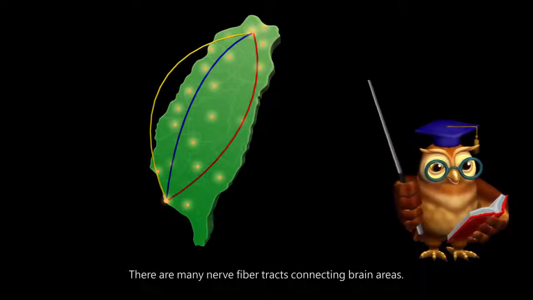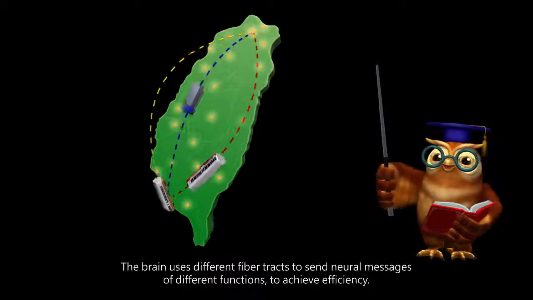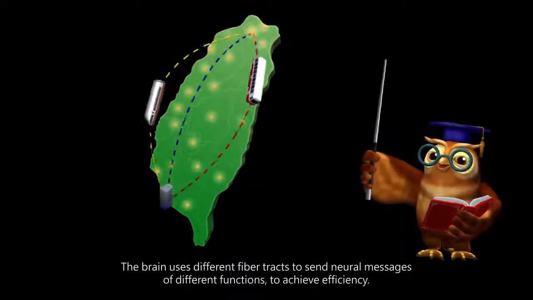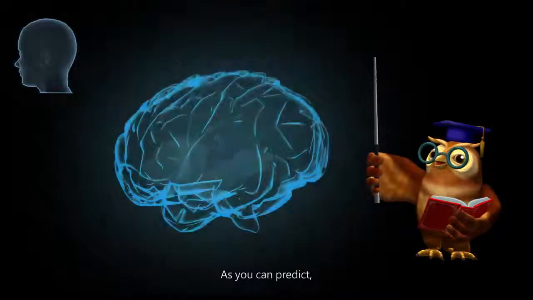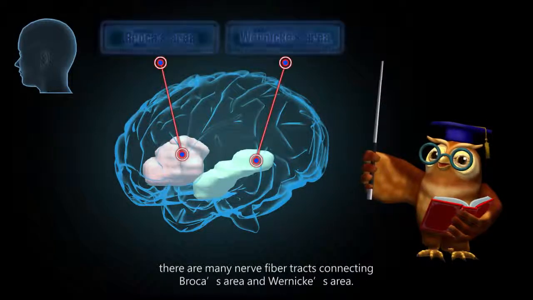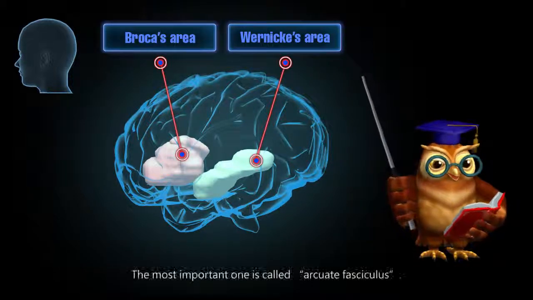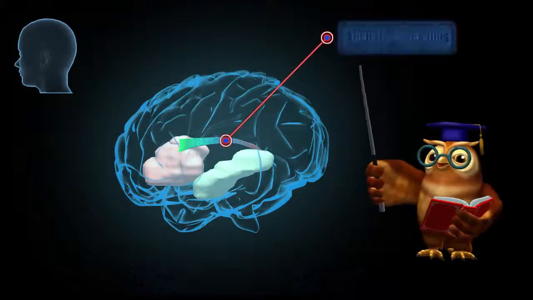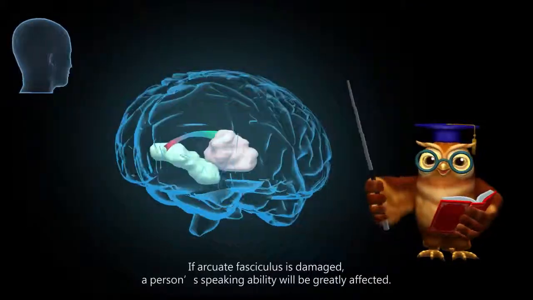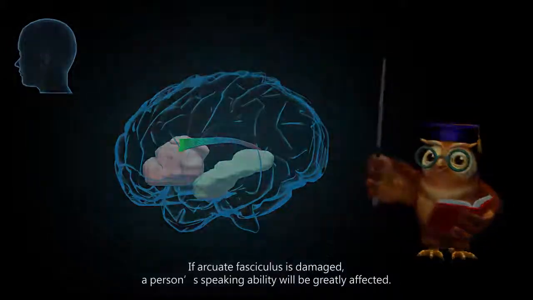There are many nerve fiber tracts connecting brain areas. The brain uses different fiber tracts to send neural messages of different functions to achieve efficiency. As you can predict, there are many nerve fiber tracts connecting Broca's area and Wernicke's area. The most important one is called arcuate fasciculus. If the arcuate fasciculus is damaged, a person's speaking ability will be greatly affected.